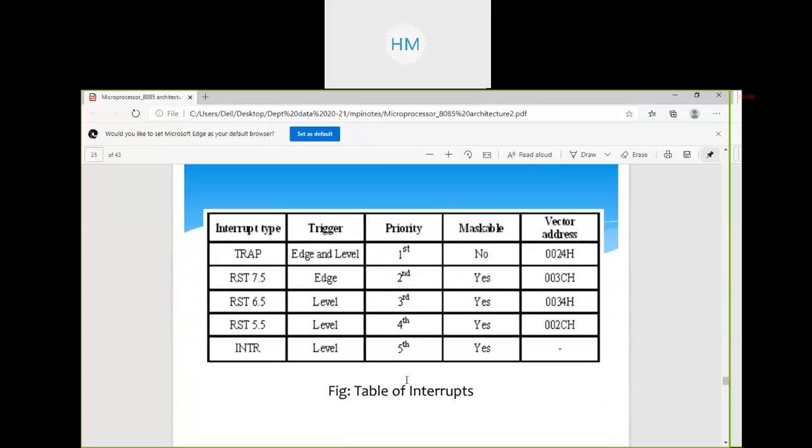Clear? This is the table of interrupt types. We have seen these pins in the architecture diagram. TRAP is a non-maskable interrupt. It has the first, the highest, priority to get executed. The trigger level provided is edge and level. Trigger means a square pulse is given. Edge means the upward direction, and level, both are used to trigger. TRAP priority is the first. Is it maskable? No, it is a non-maskable interrupt. And these interrupts have fixed vector addresses.